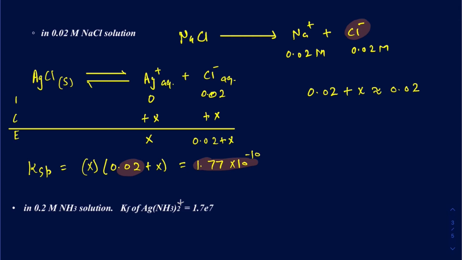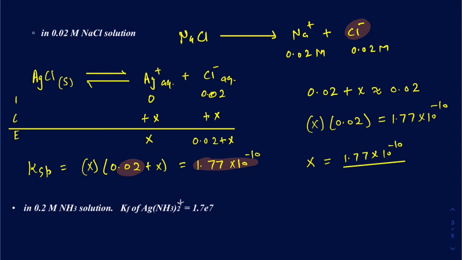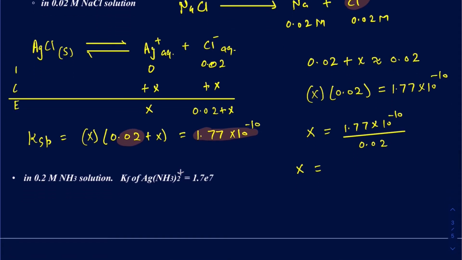So when you do so, this equation becomes X times 0.02, and that's going to be equal to 1.77 times 10 to the minus 10. So this X at the end of the day is going to be 1.77 times 10 to the minus 10 divided by 0.02. So when I do this math, let's see what that comes out to be. Divide that by 0.02, that comes out to be 8.85 times 10 to the minus 9 molar.